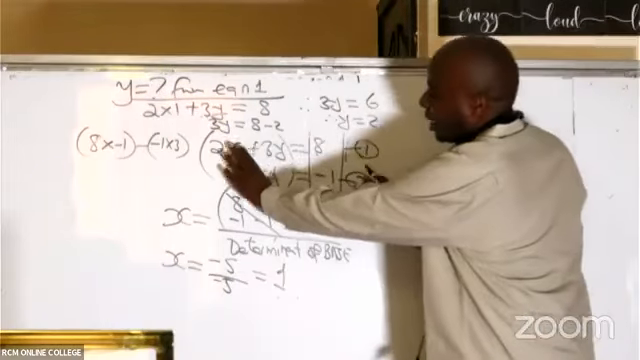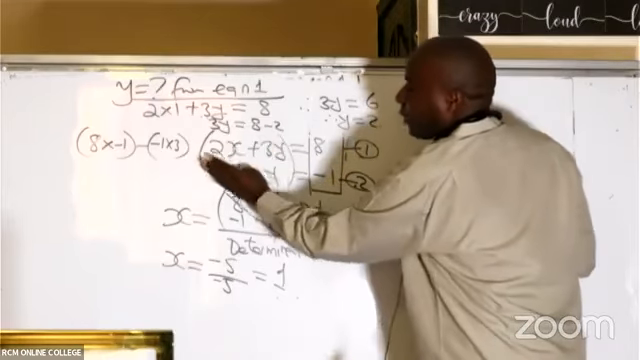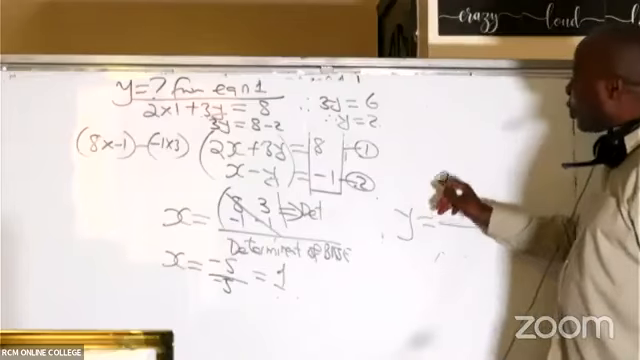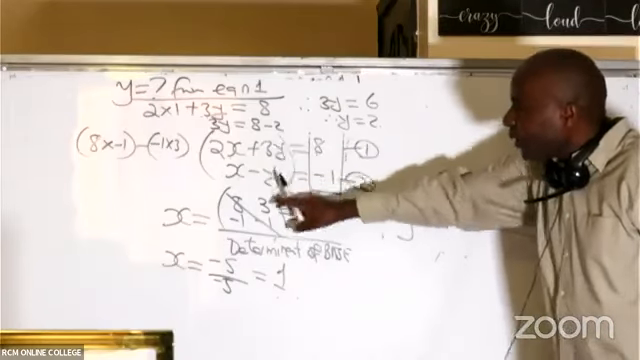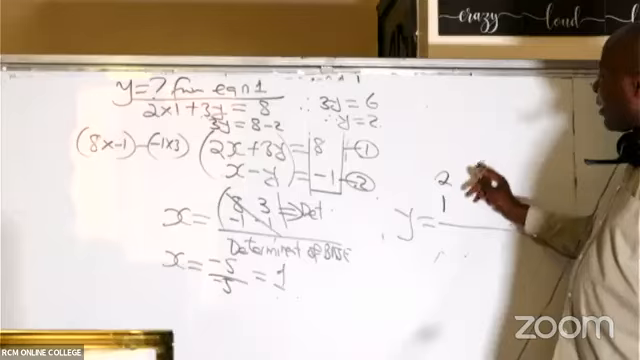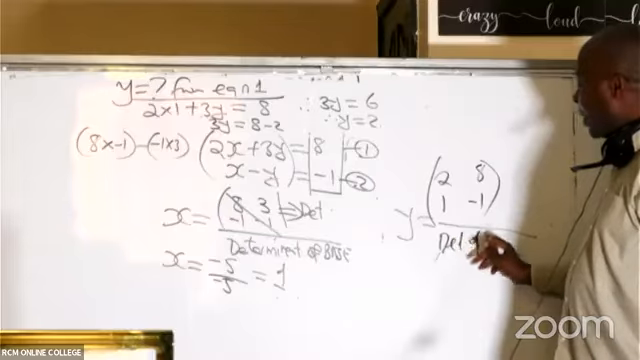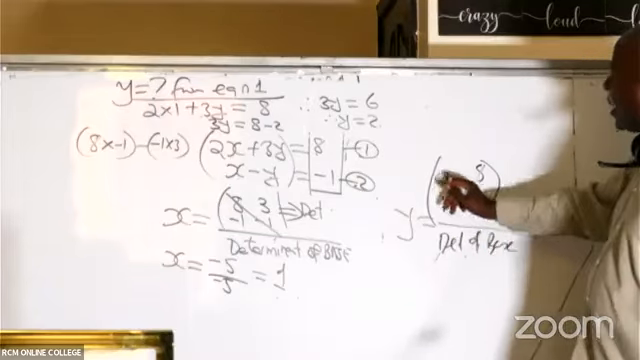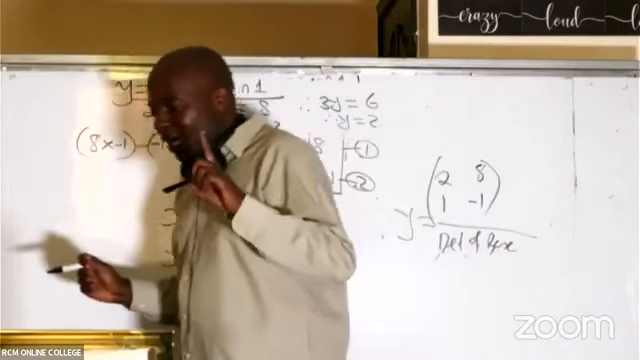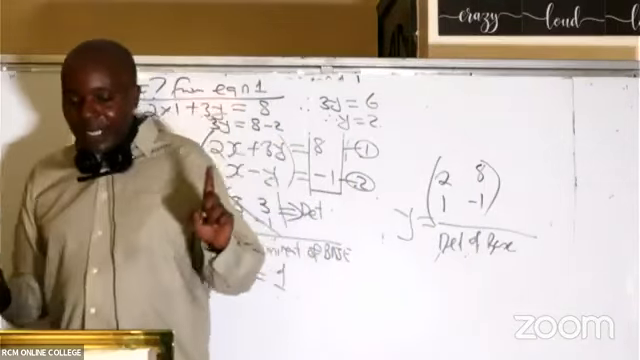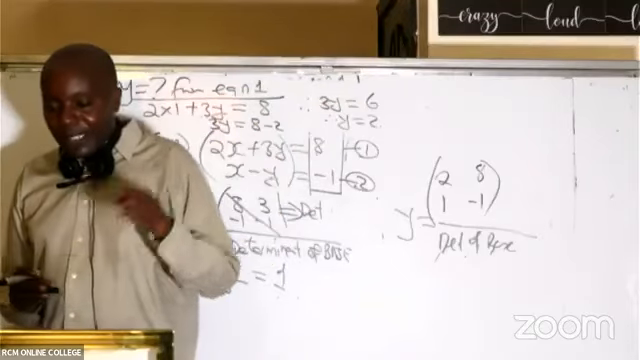So remember, you've got 2 columns here. And because you want to get y, y is the one that is going to be replaced here. So the first column remains to be 2, 1. And then in place of y, what do we have here, somebody? It will be 8, minus 1, isn't it? Divided by what here, somebody? Determinant of the base, isn't it? So is there somebody who can give me the determinant of that numerator matrix first, before I repeat everything?